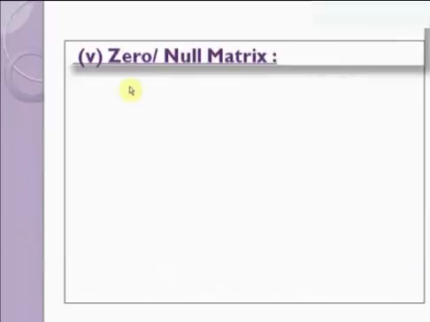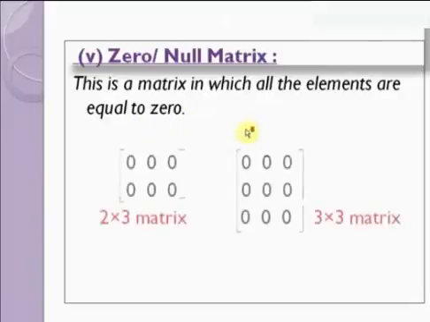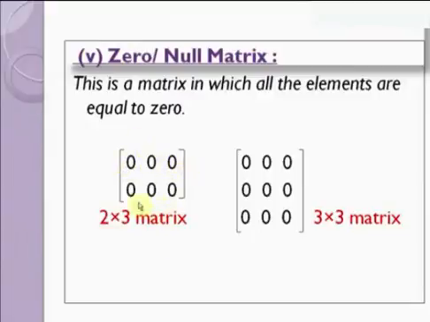Now what is a 0 or a null matrix? This is a matrix in which all the elements are equal to 0. That is, if we consider this 2 cross 3 matrix, in this we see that all the elements are equal to 0. And if we consider this 3 cross 3 matrix, again we see all the elements are equal to 0. So for any matrix to be a 0 matrix or a null matrix, its elements have a value that is equal to 0.